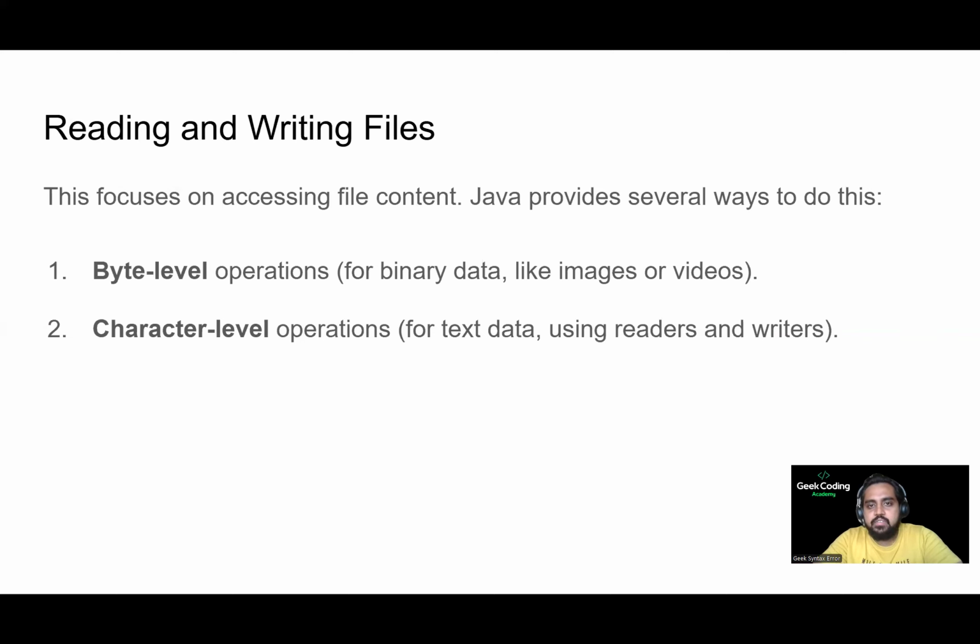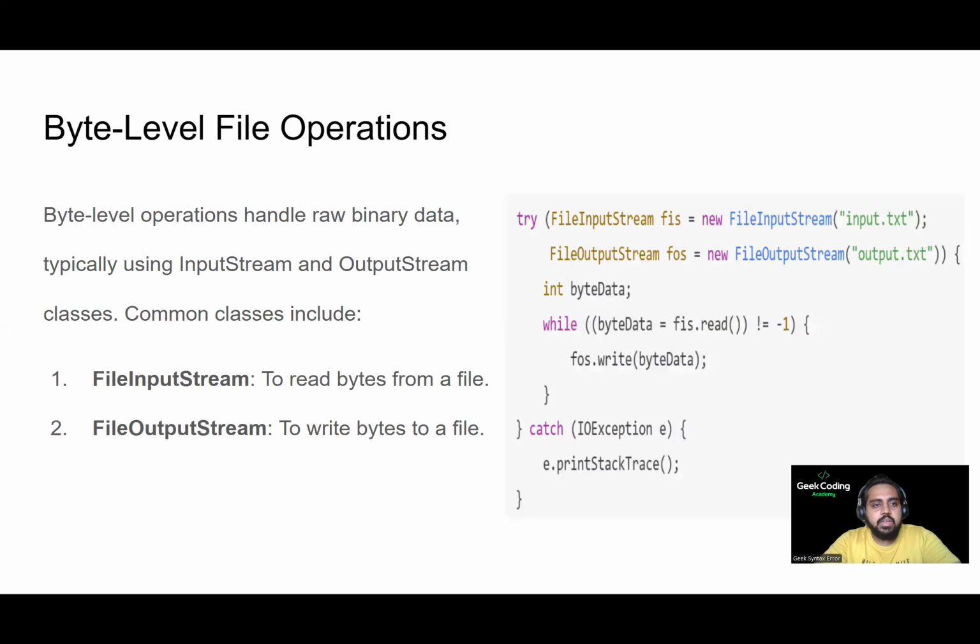If my content is of type image, video, or something like that, which is not human readable, I would use byte level operations. If it's human readable, where I need encoding and everything, I would go with character level operations. For byte level operations, we have streams like FileInputStream and FileOutputStream. For character operations, we have FileReader and FileWriter. Let's see one by one. Byte level operations handle binary data. Typically, we use InputStream and OutputStream.